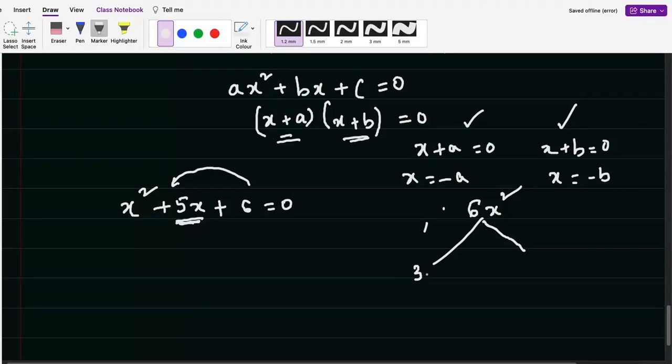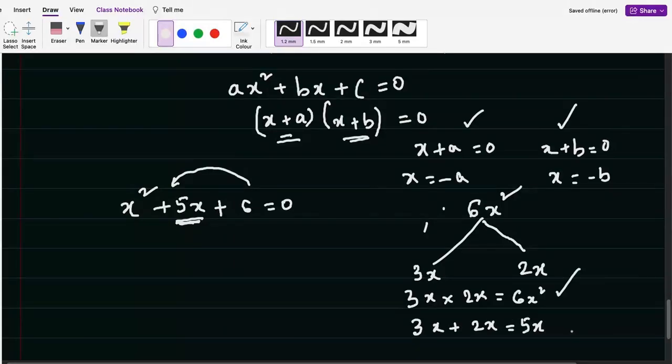5x can be written as 3x plus 2x, correct? If I am multiplying, 3 2s are 6, x into x, x square. If I am multiplying, I am getting 6x square. If I am adding, I am getting 5x. So this is a perfect example, very simple one. If I am multiplying 3x into 2x, I am getting 6x square, right? Satisfied. If I am adding 3x plus 2x, am I getting 5x? Yes, satisfied. Both the conditions are satisfied here.